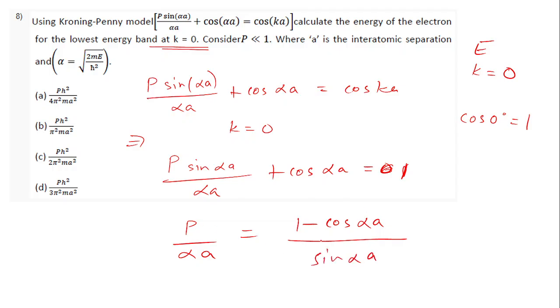Okay, now I'll simplify this expression, because P is very small compared to a, and that means alpha a is also very small compared to 1, a very small value. So I can use trigonometry and make it simpler. The expression that I'm left with is this, (1 minus cos(alpha a)) divided by sin(alpha a).